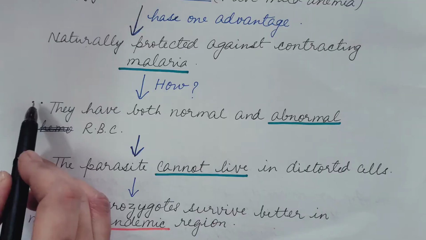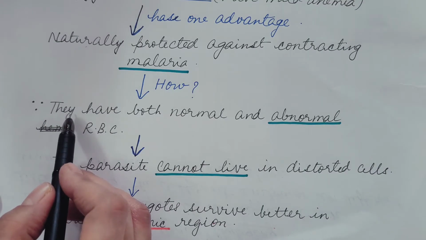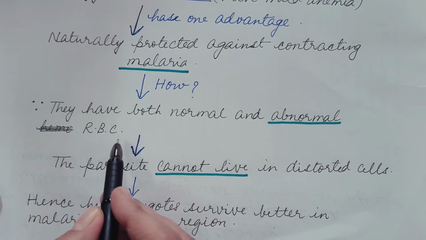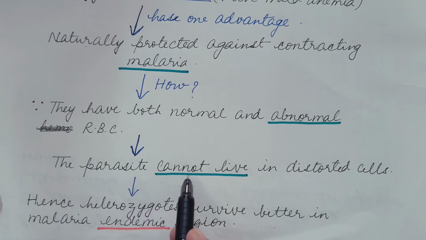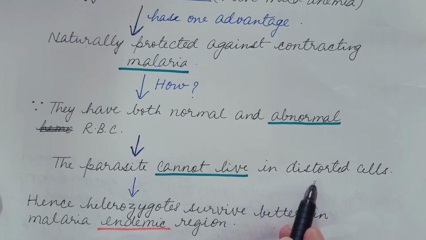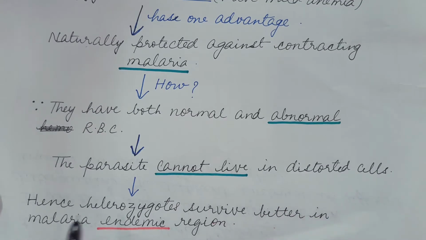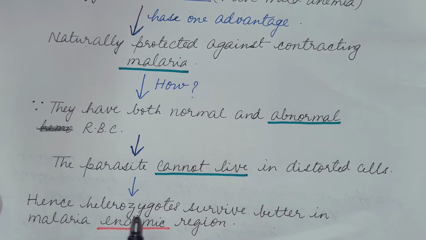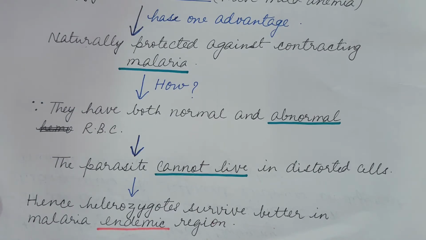But how? Because these heterozygous individuals have both normal and abnormal RBC. The parasite cannot live in these abnormal RBC which are distorted or sickle shaped, and so they are protected against malaria. Hence heterozygotes survive better in a malaria endemic region. Endemic means a disease or condition that is regularly found among particular people or in a certain area.